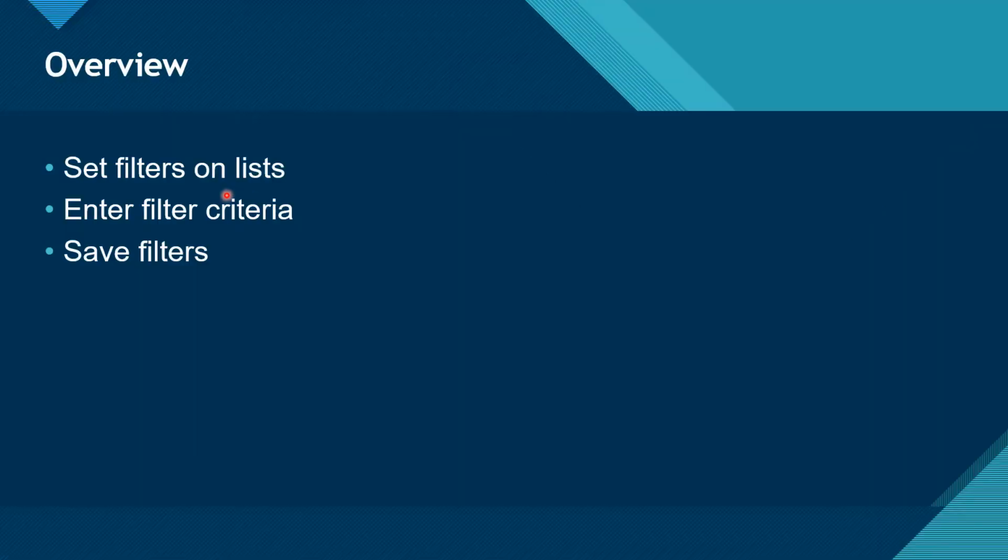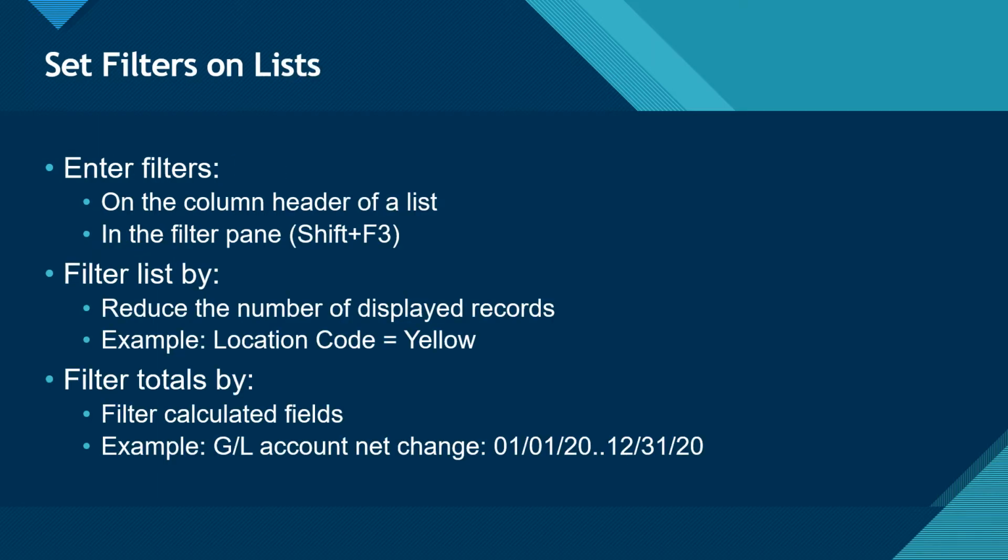In this lesson, we will cover three key topics. One is set filters on the list, second is enter filter criteria, and third is save filters. In set filters on list, we will see how to enter the filters on the column header of a list or in the filter pane by pressing Shift plus F3.